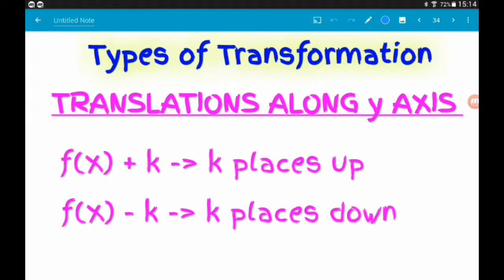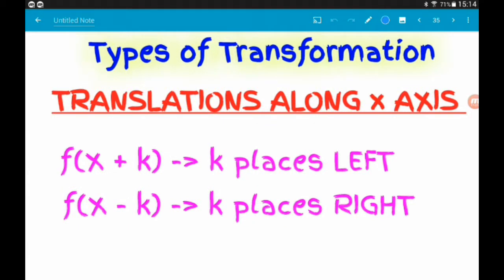Now, translations along the y-axis come from doing these two things to our functions. So f of x plus k moves our graph up k places, f of x minus k moves our graph down k places. I suppose we could talk vectors here as well for a bit of bonus information. So f of x plus k would move our graph by the vector (0, k). f of x minus k would move our graph by the vector (0, -k).